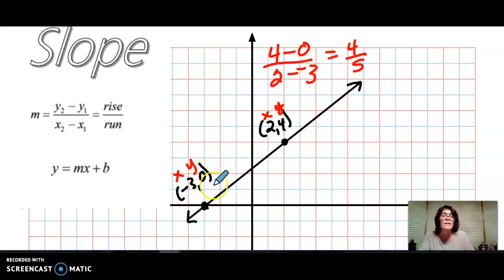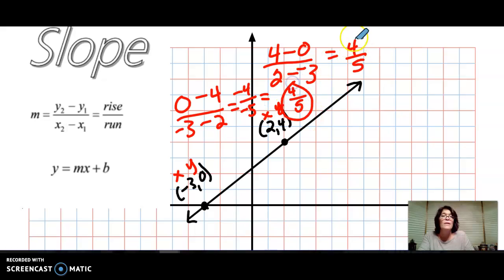Somebody else might have started with this as the y they wanted to start with. So they would go 0 minus 4, and then they just have to start with this point again for the x's and say negative 3 minus 2. So they would get negative 4 over negative 5, and a negative divided by a negative is a positive. So either way, we get 4/5. That means this line's slope, this line's steepness, is 4 vertical units for every 5 horizontal units. The reason it's called rise over run is that from point to point, we go up 4 and to the right 5.